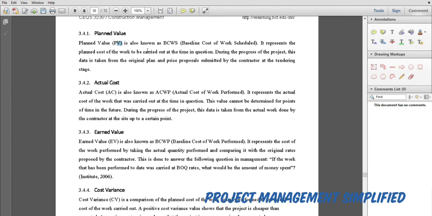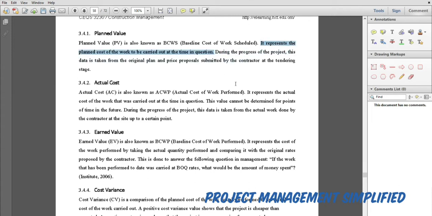It's also known as BCWS, which stands for baseline cost of work scheduled. And what does this mean? The baseline cost of work scheduled represents the planned cost of the work to be carried out at the time in question. So what does this mean?